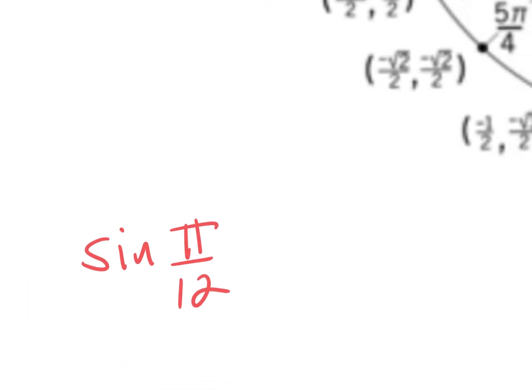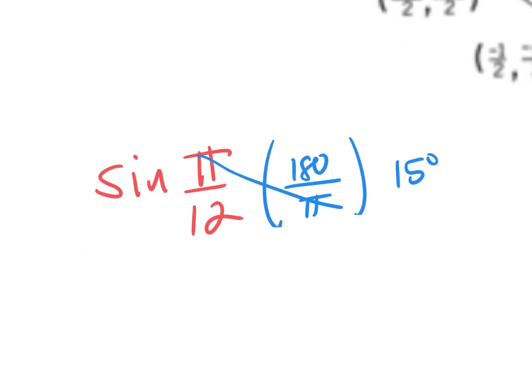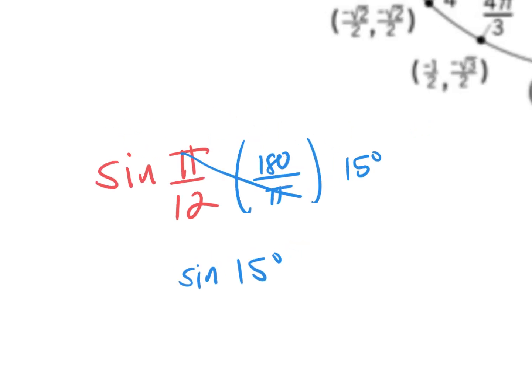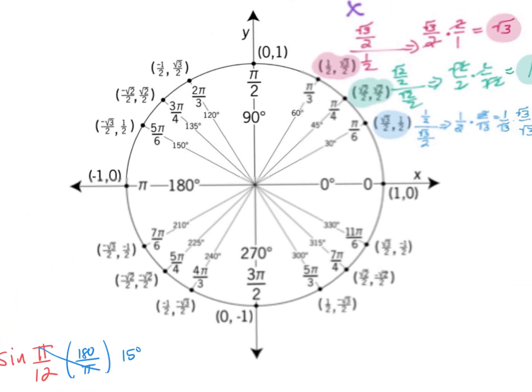Can we figure out what pi over 12 is in degrees? Yeah. Sure. How do I do that? 180 over pi, right? So your pi's cancel. What's 180 divided by 12? 15. God bless you, 15. So what we're really looking for is the sine of 15 degrees. Well, guys, 15, I have a lot of options, don't I? How can I make 15?